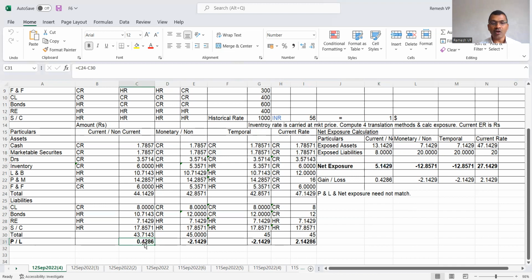Here we calculate the profit and loss based on all kinds of conversions, whether based on the current rate or historical rate, isn't it? So the net exposure we have calculated like this under all the four methods, and the net gain and profit and loss we have calculated under these heads. It is not necessary that the profit and loss which we have calculated be the same as the net exposure we have calculated. They could be different. So I hope you understood the translation exposure calculation.